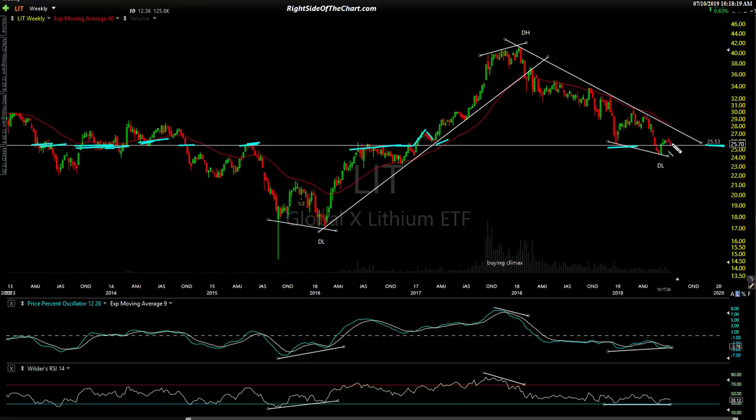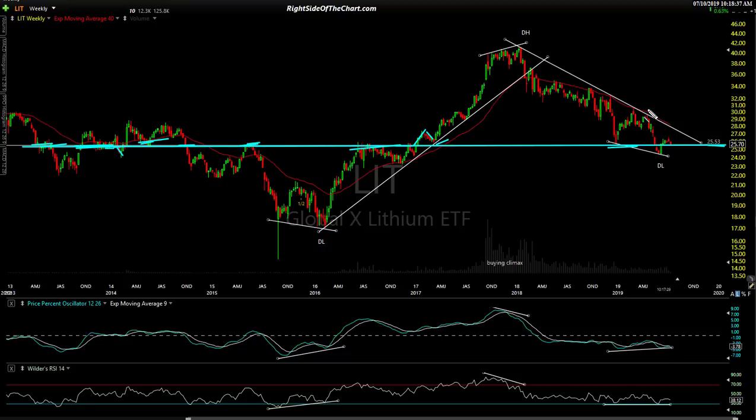I can't guarantee you that it will hold. So what happened here, we overshot it briefly, and back here you can see some brief overshoots, and we recovered it. So essentially we have lithium at long-term support on the weekly chart with positive divergences in place.